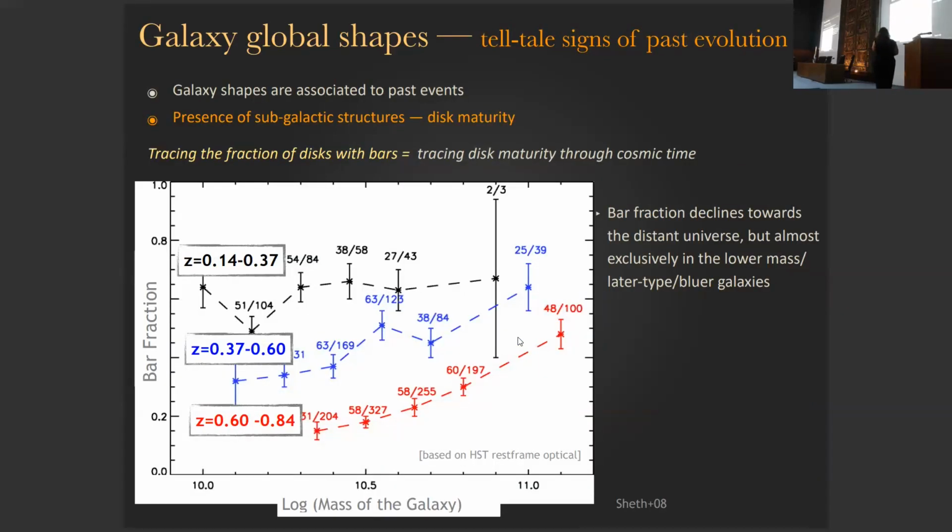So another interest in looking at the bar fraction, and this plot is from the same paper based on ACS data, was to look at the bar fraction as a function of the galaxy mass for different redshifts. So you have these 3 different curves. This is for the highest redshift that was probed at the time, intermediate redshifts, and low redshift. And what we see is that the bar fraction declines towards higher redshift. You can see the curves just going down. But this is almost exclusively in the lower masses.